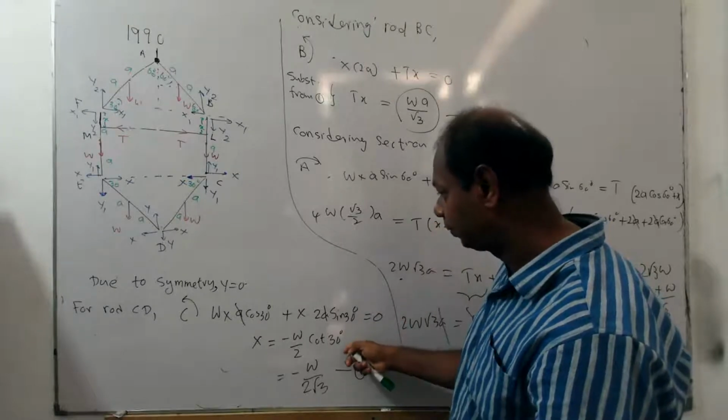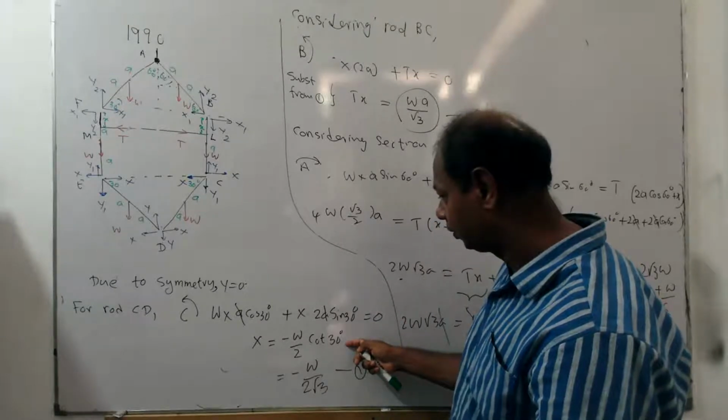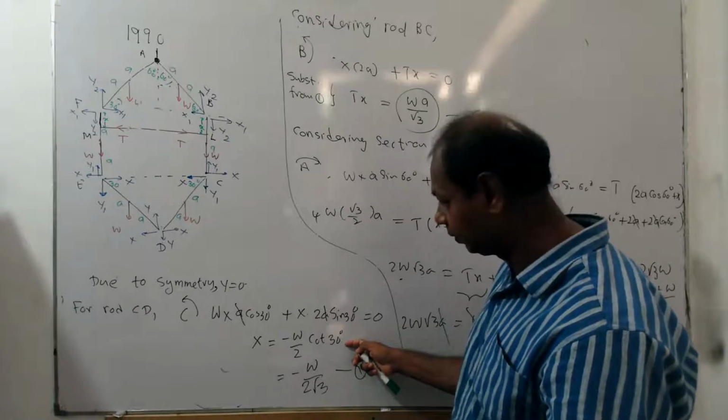There is no mistake here. What 30 is 1 over tan 30.